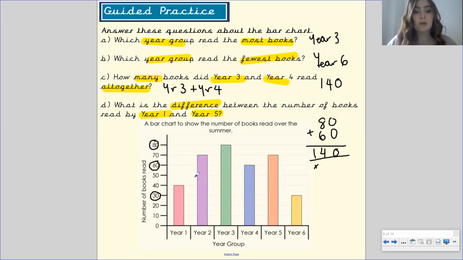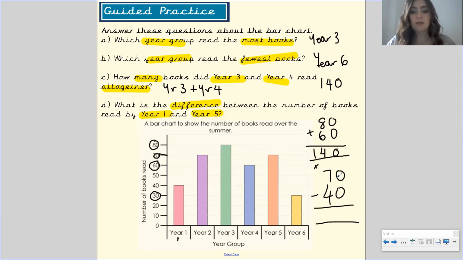So let's have a look and see how many year 1 read. So here's year 1. If we go up, we can see that year 1 read 40. And now we need to have a look for year 5. So we'll go across. Here's year 5, go all the way up and then across again, and we can see that they read 70 books. So we need to find out what the difference between 70 and 40 is. And we could do that by doing 70 subtracted by 40, or you could see what you need to add to 40 to get to 70.